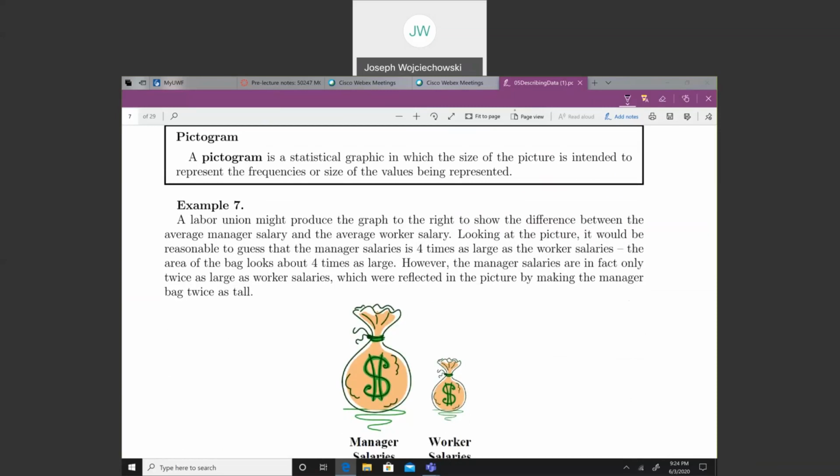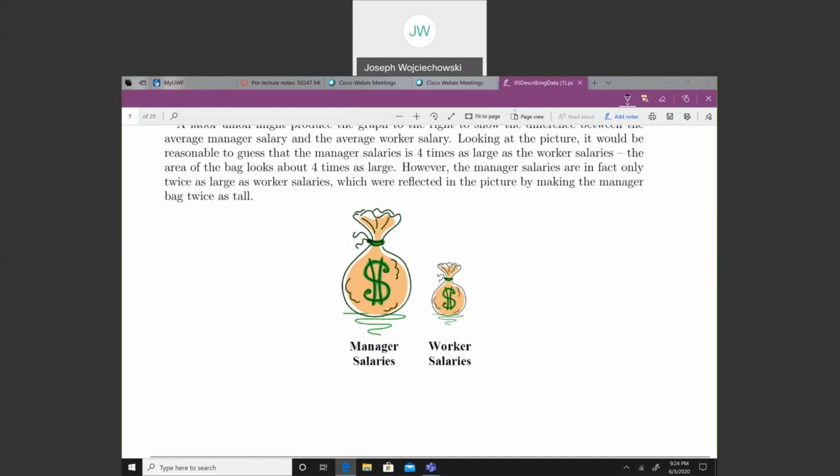The area of the big bag looks about 4 times as large. However, the manager's salaries are in fact only twice as large as the worker salaries, which is reflected by the manager bag being twice as tall. So this is one of the issues we have with statistics.